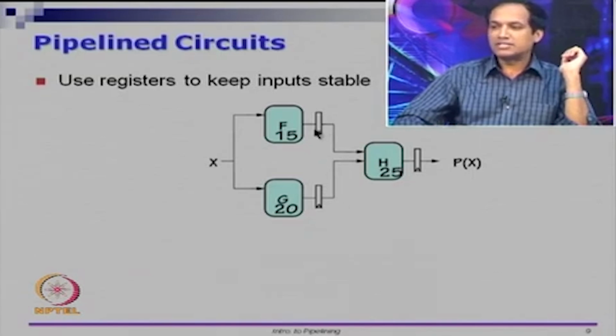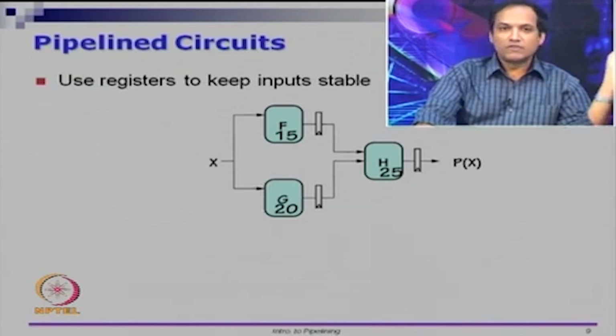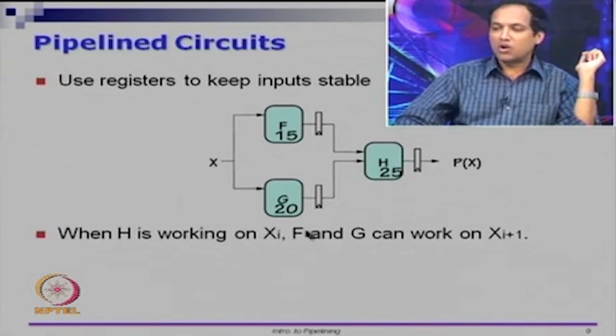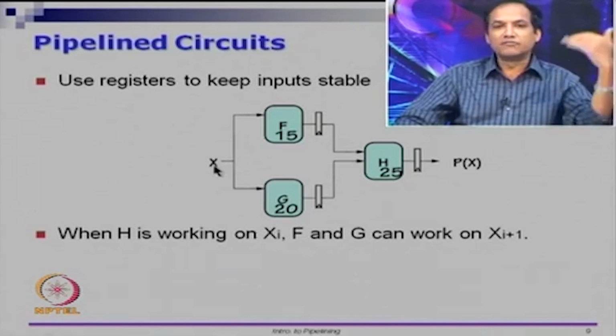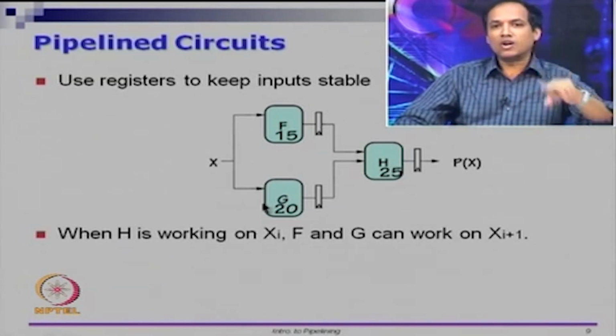Then when the clock pulse comes in here, it will take 25 time units to go to this register. Meanwhile, you can place the next set of inputs here, which will take 15 or 20 time units to process. They will wait here till the next clock pulse comes in and takes these inputs. So when you pipeline a circuit, we are making effective use of the hardware. If I give X at time unit I, let me call that input Xi, the 5th input or the 7th input or the 9th input and so on, then when H is working on Xi, F and G are actually going to work on Xi plus 1.